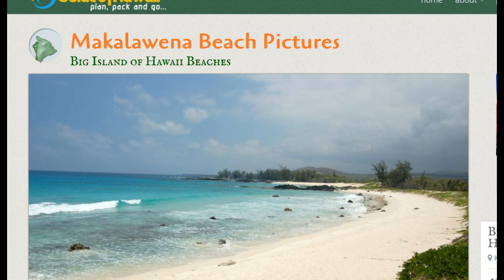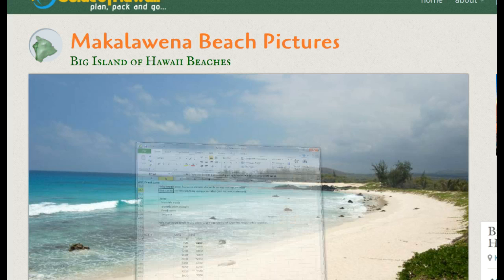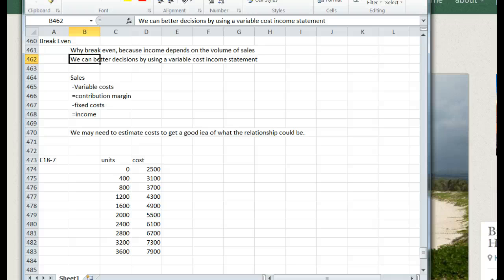So today we're going to talk about break even, or cost volume profit analysis. This is a great way for managers to make good decisions about the company, to plan and decide what to do. It also helps us focus on the fact that in order to make money, we have to have enough sales volume to cover our fixed cost and have some left over for profit.